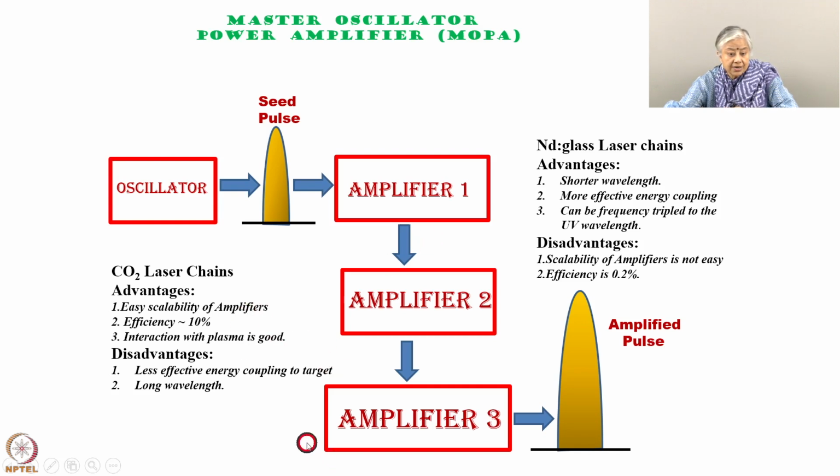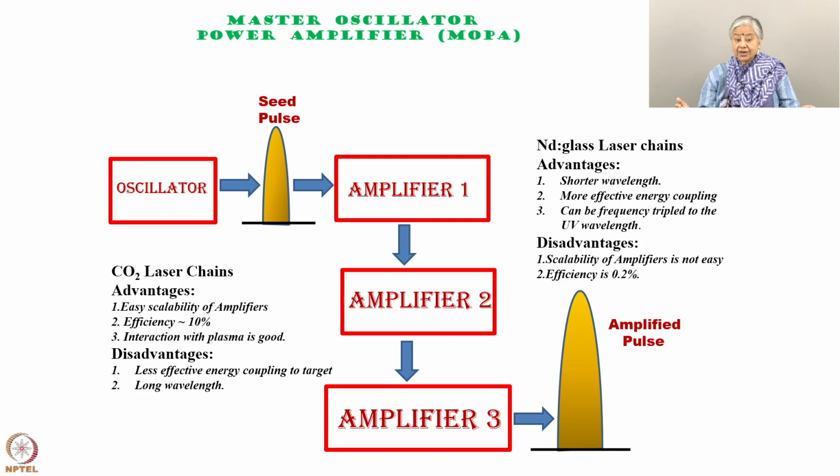Now, what are the disadvantages? The disadvantage is less effective energy coupling to target, because it is a long wavelength. When the wavelength becomes longer, it is very difficult to focus it to a tiny spot. Okay. You will get a lot of airy patterns when you focus it because of diffraction, and it is difficult to do it with a long wavelength. This comes from optics phenomena itself.